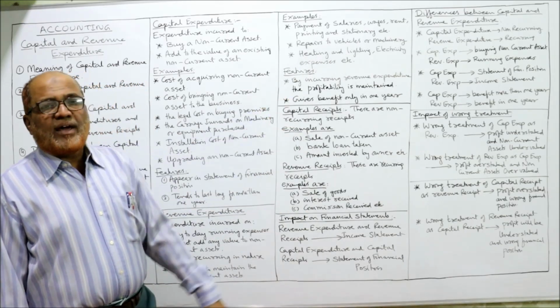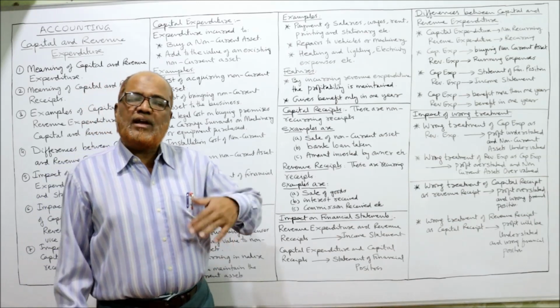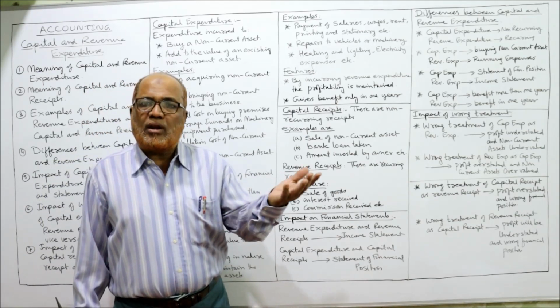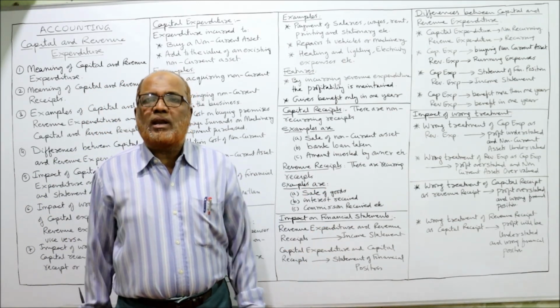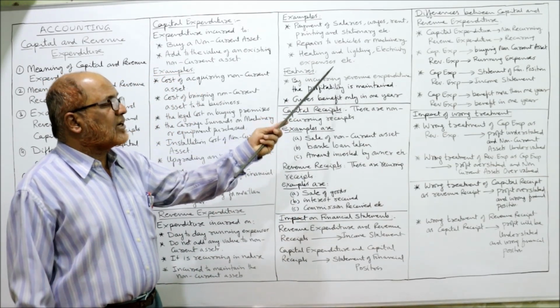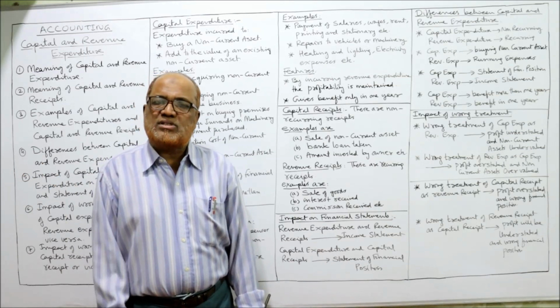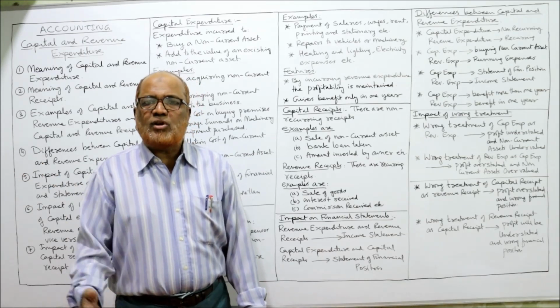Then repairs to vehicle or machinery. When we use the vehicles or machinery, frequently we have to spend money on repairing. That is also a recurring expenditure, revenue expenditure. Then heating and lighting, electricity expenses, etc. So many expenses are there which are recurring, which are revenue expenditure.